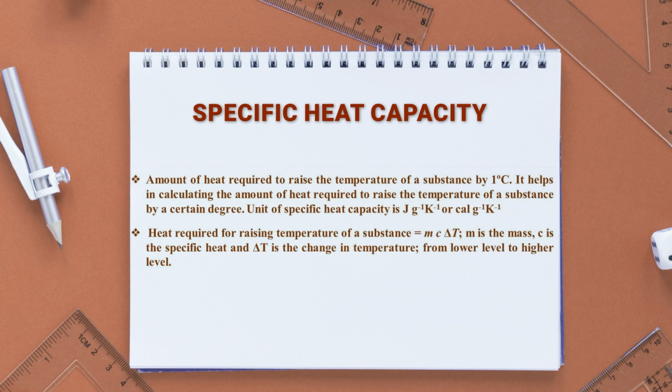The unit for this is joule per kg per Kelvin, or calorie per gram per Kelvin. Now heat required generally is by the formula mass of the material, specific heat capacity, and the temperature difference delta T. So Q is equal to M into C into delta T.